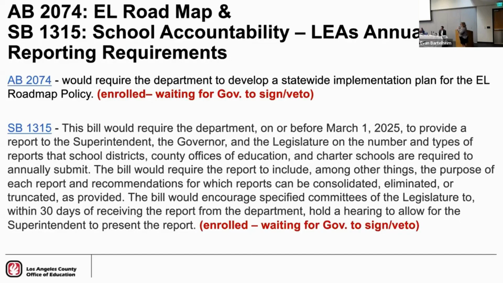We have both here the AB 2074, the EL roadmap, which basically requires the Department of Education to develop a statewide, more comprehensive and streamlined process to support the already existing EL roadmap policy, as they noticed that there were some differences in how that policy was being rolled out amongst districts and LEAs. So stay tuned as that's waiting for a signature or veto.